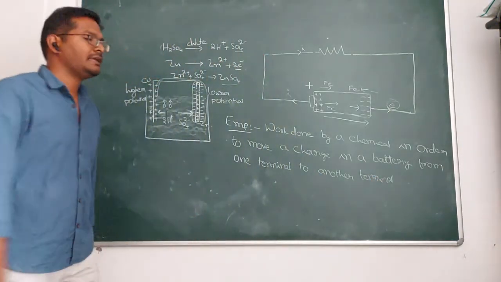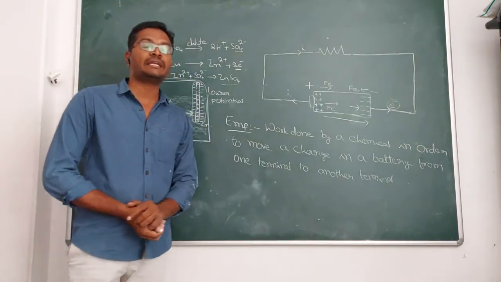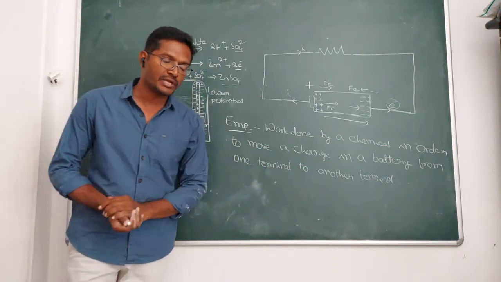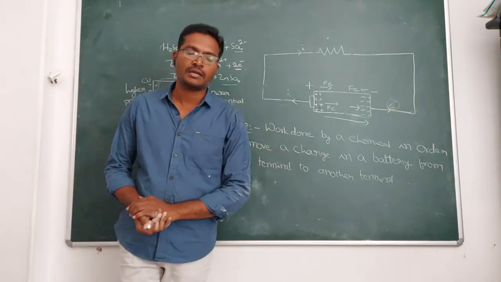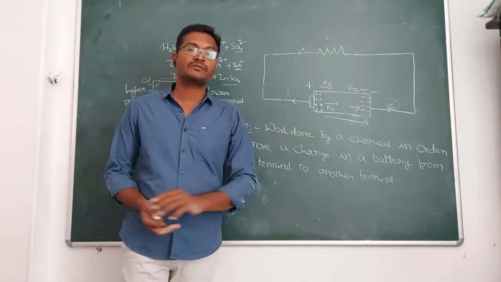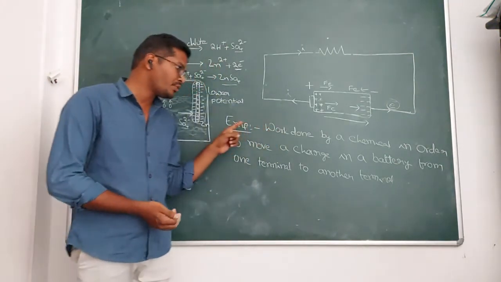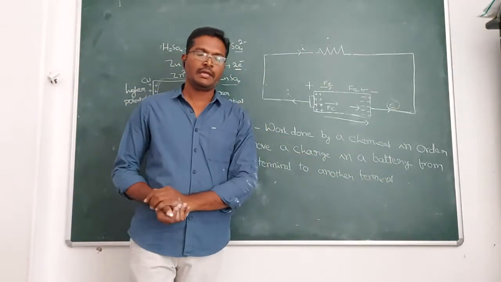That is said to be the EMF. Work done in moving a charge, generally it is called potential difference. Already I said what the potential difference definition is. Work done in moving a charge from one point to another point is said to be the potential difference. So EMF is also a potential difference, but this potential difference is inside a battery.